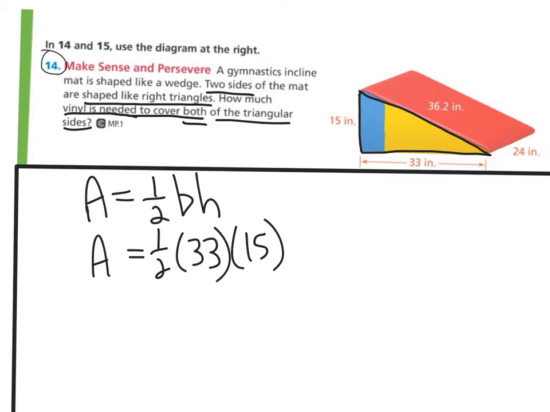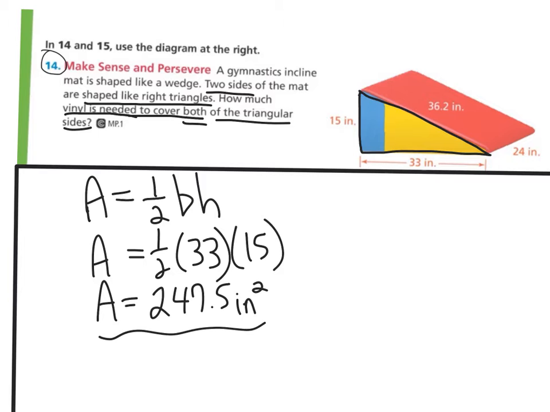Those are both odd, so if you want to take 1/2 of one of them, you can. Otherwise, if you just multiply that out, remember the 1/2 you can do as 0.5 if you're able to use a calculator for this. So that'd be 247.5 square inches.